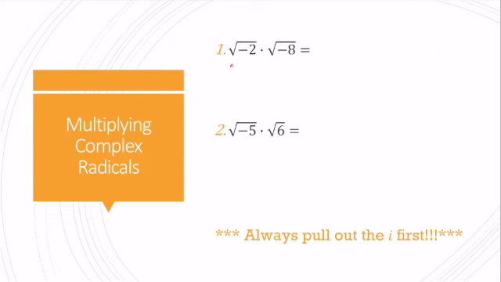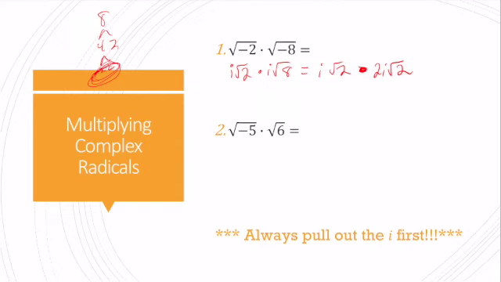Let's take a look at this again. If I have the square root of negative 2 times the square root of negative 8, that's i square root of 2 times i square root of 8. Square root of 8 can be simplified, right? 8 factors into a 4 and a 2, and a 2 and a 2, so I can pull out a factor of 2. So now I have i square root of 2 times 2i square root of 2, because I pulled out this factor of 2.